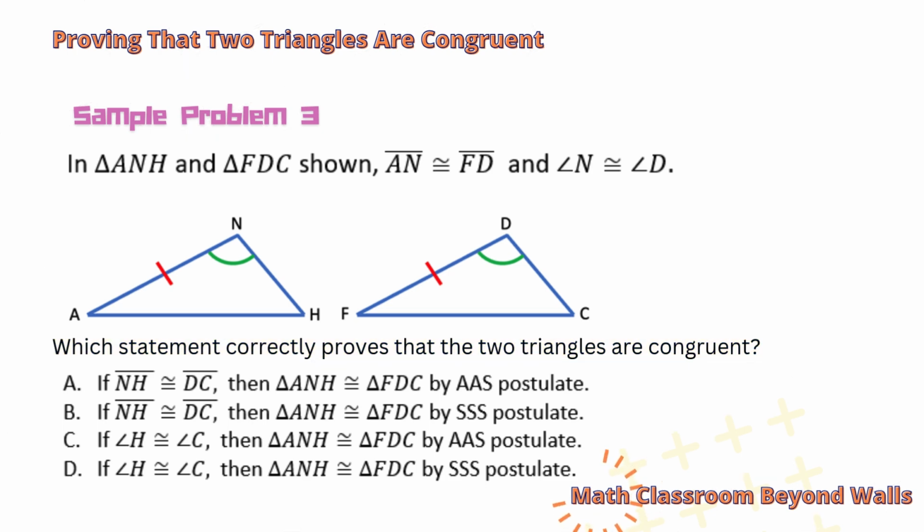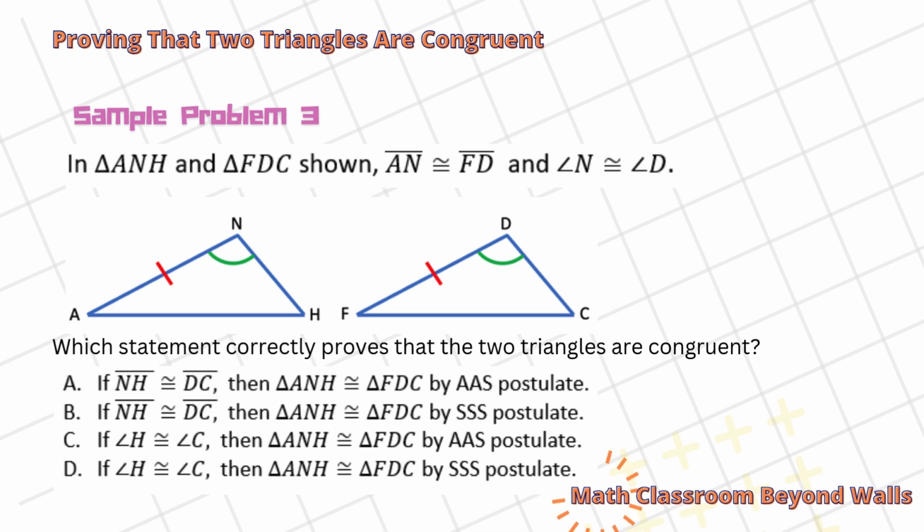We're given drawings of triangle ANH and triangle FDC with these congruent statements. Side AN is congruent to side FD, and angle M is congruent to angle D. These given information are also indicated on the illustration. Now let us examine the drawing and the options carefully. The drawing shows only two parts of its triangles are marked. Remember that the postulates call for at least 3 parts of each triangle being marked, right?